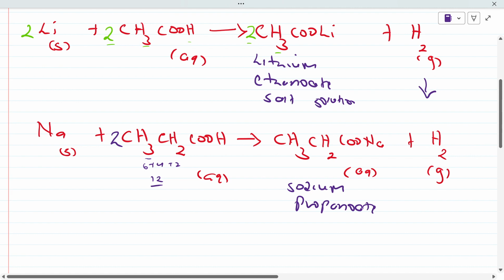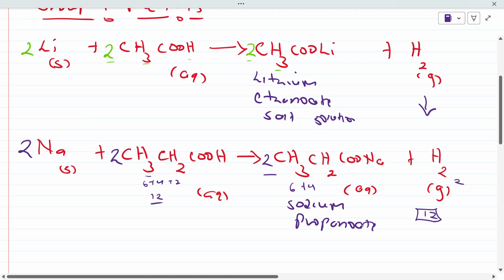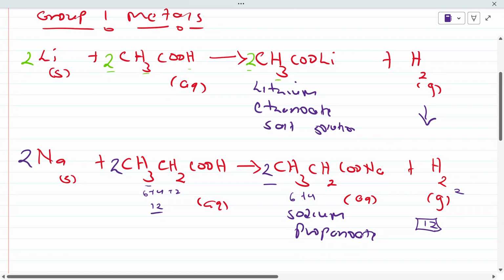Now, on the same side, I'm going to put a 2 here. So I'm going to have 6 plus 4 plus this 2 here. So I'm going to have 12 on that side. Because I placed a 2 here, that 2 changed sodium this side to be a 2. So from that now, I can simply say that my reaction is fully balanced.